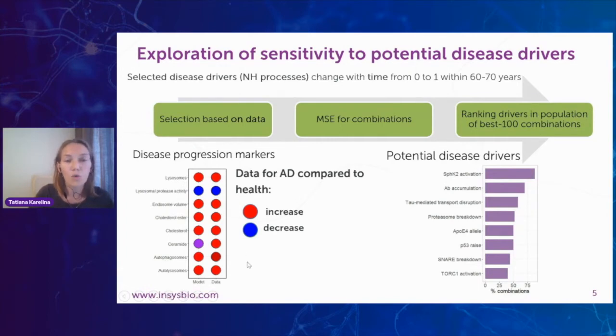And so our model was able to describe qualitatively the age-dependent change for different biomarkers of breakdown of cell metabolism, such as lysosomes, cholesterol, ceramide, autophagosomes, and so on, as they demonstrated, for example, increase or decrease. Then we selected the best 100 combinations based on their mean square error across this data set and calculated the frequency of appearance of different disease drivers in these combinations.